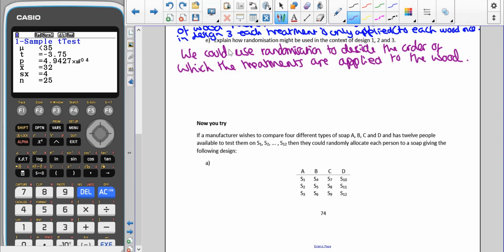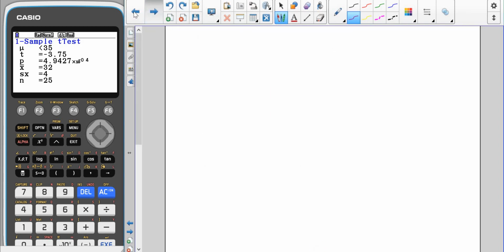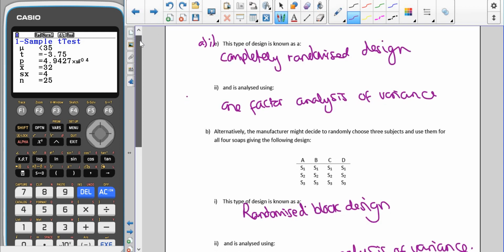So now we're going to go through the Now You Try question. So we've got, if a manufacturer wishes to compare 4 different types of soap, A, B, C and D, and has 12 people available to test them, S1 through S12, then they could randomly allocate each person to a soap given the following design. So don't be caught out here. The soaps are A, B, C and D. The people are S1 through S12. So this design is called a completely randomized design because everybody's only testing the soap once, and we would analyse that using a 1-factor analysis of variance.